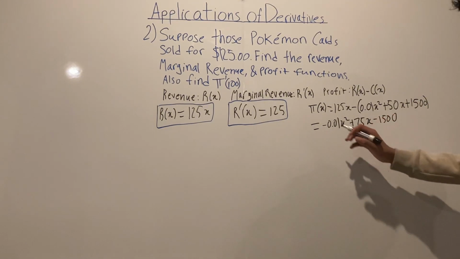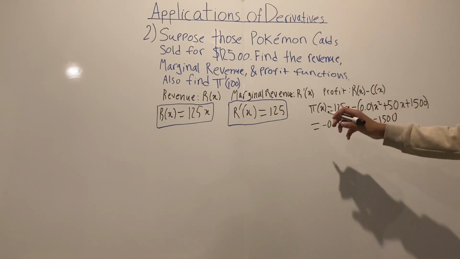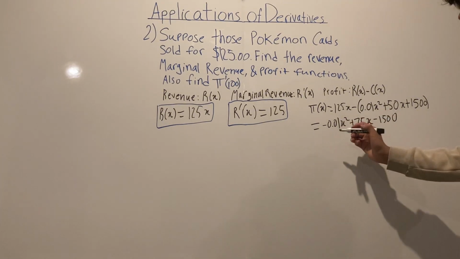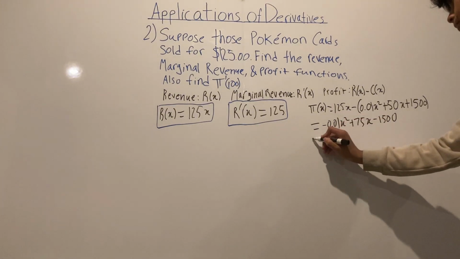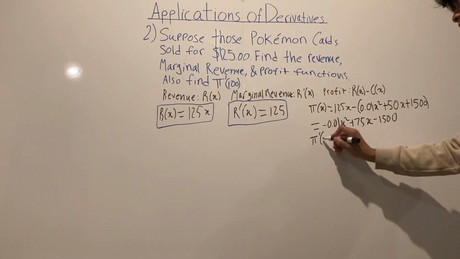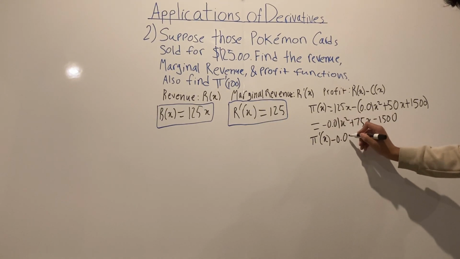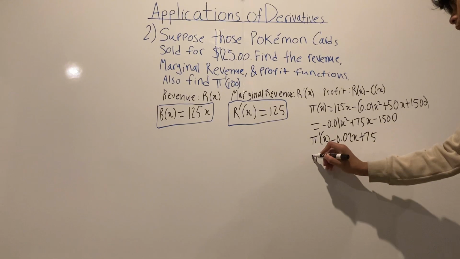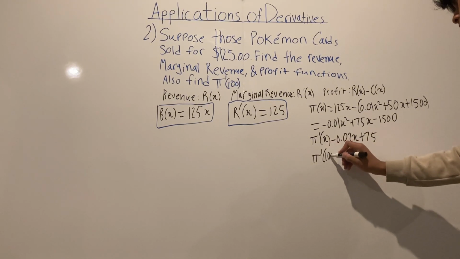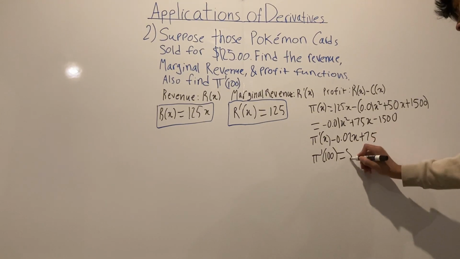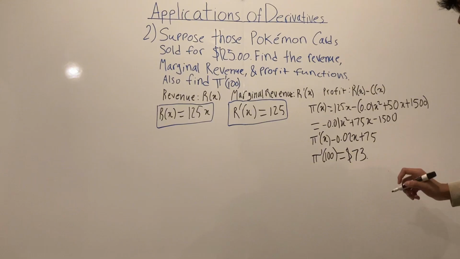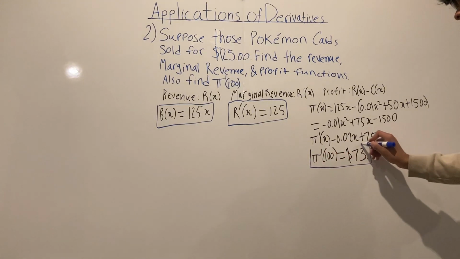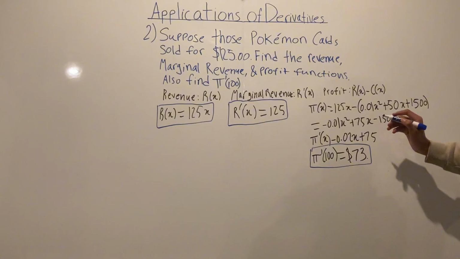Okay, so now we need to find P prime of 100, which is just the marginal profit function. So the derivative of this is just going to be negative 0.02x plus 75. Now if you plug in 100, this is going to equal $73. So let's box this in as well. And let's box in the profit function as well.